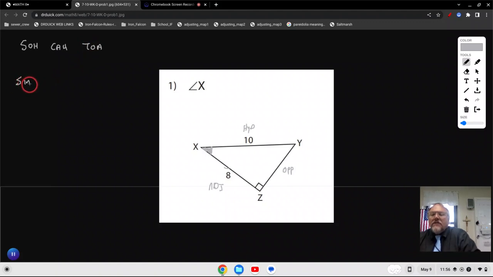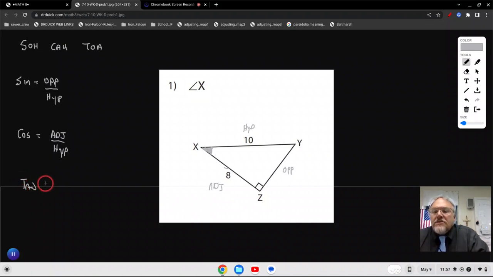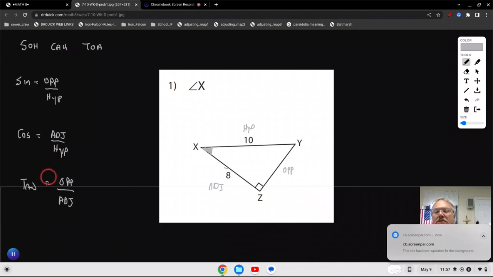The sine of the angle is equal to the opposite over the hypotenuse. That's why you have O over H. The cosine of the angle is equal to the adjacent over the hypotenuse. And the last one is the tangent of the angle, which is equal to the opposite over the adjacent. Okay? SOH, CAH, and last one's TOA.